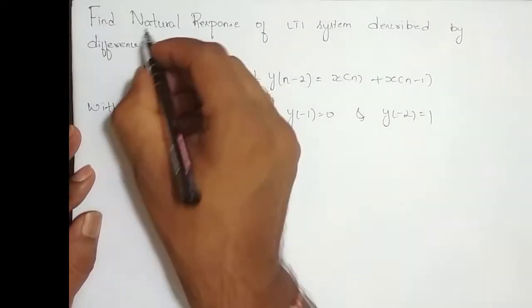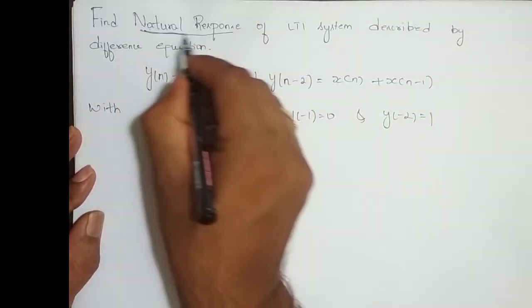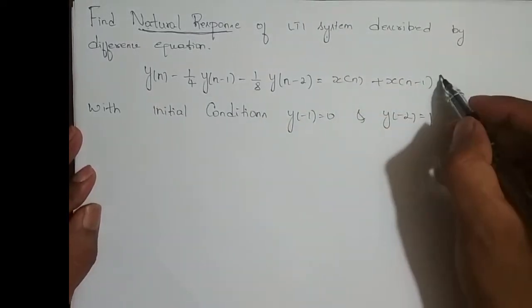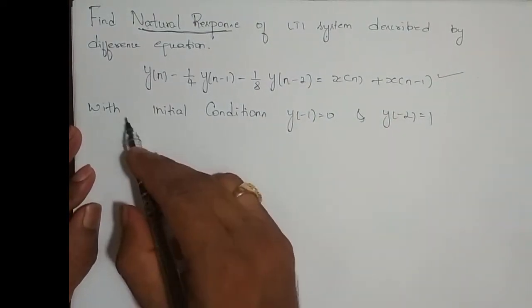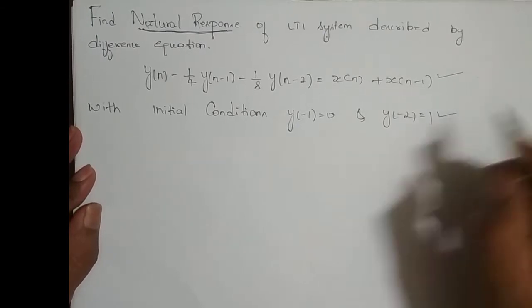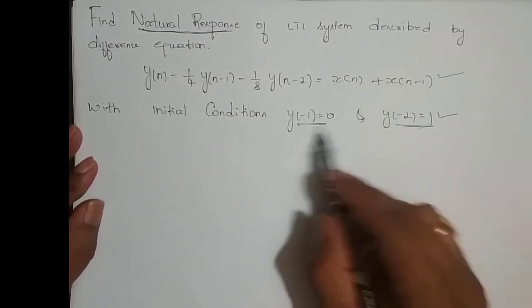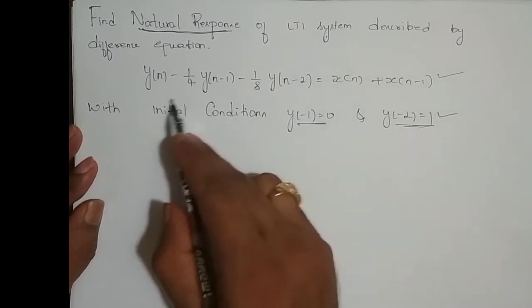Hey guys, in this problem I have to find the natural response of an LTI system, and the system is described by the difference equation here. They have given us the initial conditions as well: y of -1 is equal to 0, y of -2 is equal to 1. I have two initial conditions. Why? Because it's a second order system.